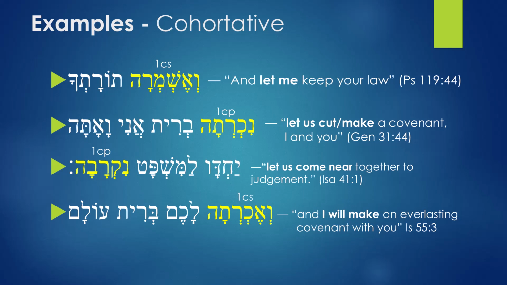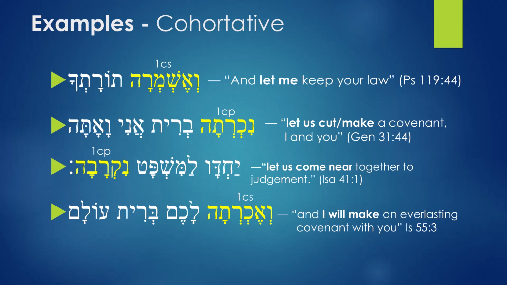Next we have this phrase, Nikreta berit ani wa ata. How do you translate this? Our focus is on this form here, Nikreta. When you look at Nikreta, it has a ni prefix and a suffix. So this is telling you that this is cohortative. And since it has the ni prefix, it's 1CP, first common plural.